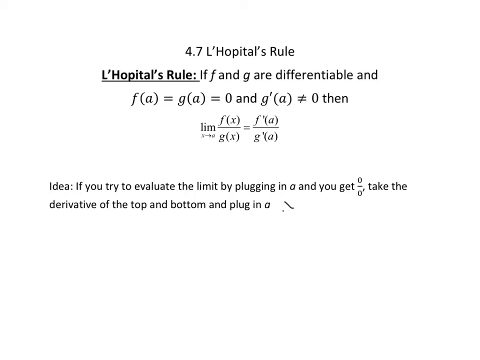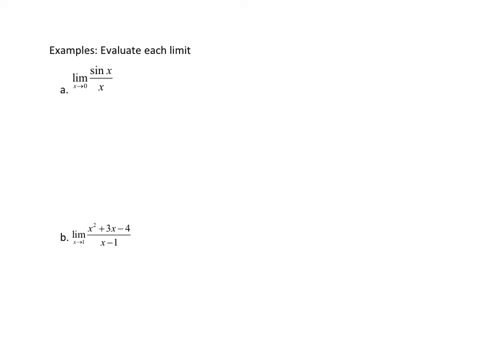So here's really essentially the idea. If you evaluate the limit by plugging in a and you get 0 over 0, take the derivative of the top and bottom and plug in a. So let's see how to use this in a couple of examples. We're going to evaluate each one of these limits.